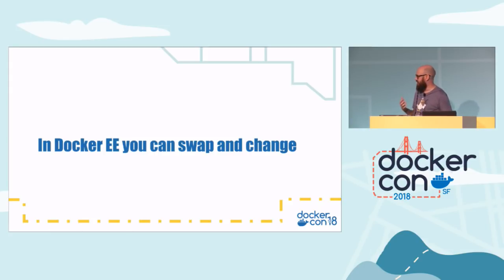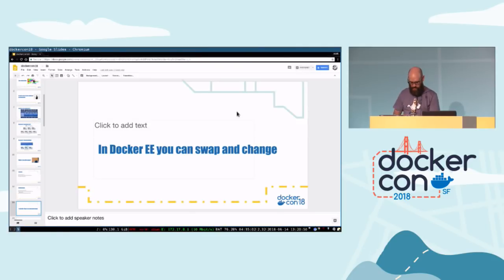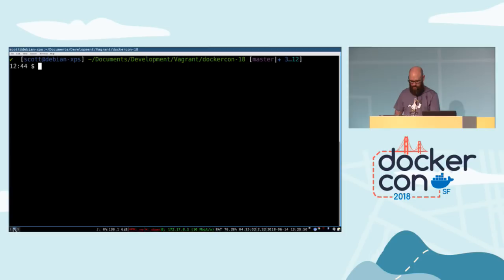The thing in Docker EE, and this is super important, is you can swap and change as you will. So you can actually use a node as Swarm and then swap it over to a Kubernetes node. You can do vice versa. And both of the commands work. I just wanted to show that because we heard a little bit about it.